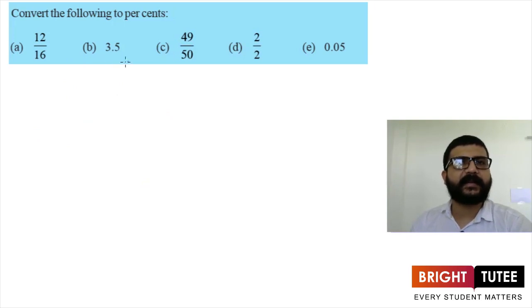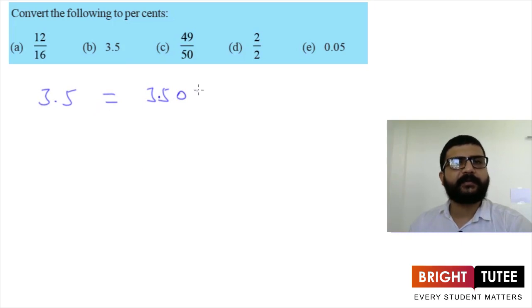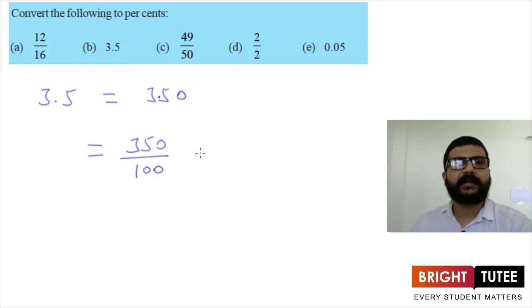It is a decimal here, 3.5. What we have to do for this, we can write this 3.5 as 3.50 as well. We just put one 0 after 5. In fact, we can put any number of zeros after 5. Why have we put only one 0? Because we need our denominator to be 100. Now we have two numbers after the decimal point, so when we convert this into a fraction, the denominator will be 100. So this is equal to 350 upon 100. Now this is nothing but 350%.